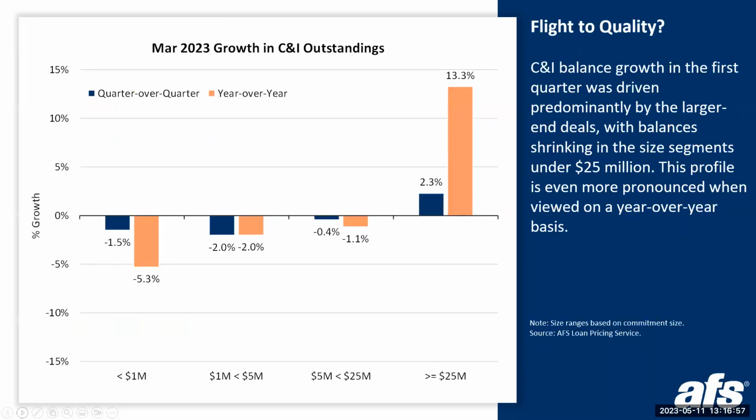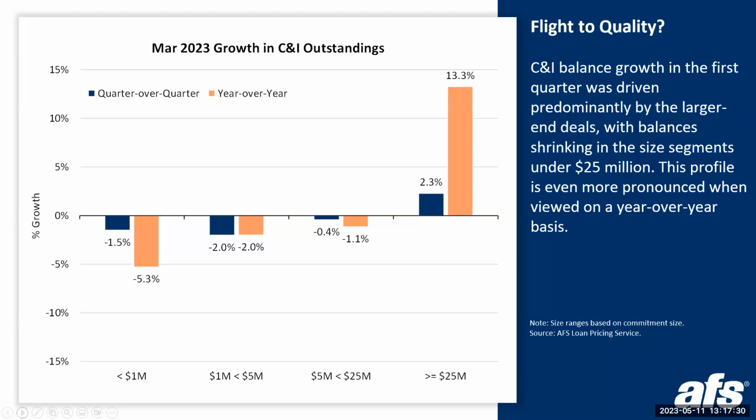To that point, we next examine C&I balance growth by ranges of commitment size. And what we see here is a clear bifurcation in loan growth trends between large and small deals. Of the C&I loan growth realized in the first quarter, almost all of it was driven by deals over $25 million in size, with declines seen for the smaller end ranges. This trend is even more pronounced when viewed on a year-over-year basis. This is the same profile we observed both early in the pandemic and early in the months of the recovery from the Great Recession.